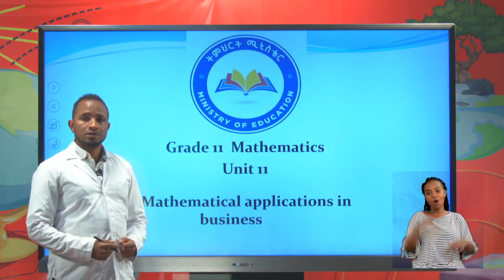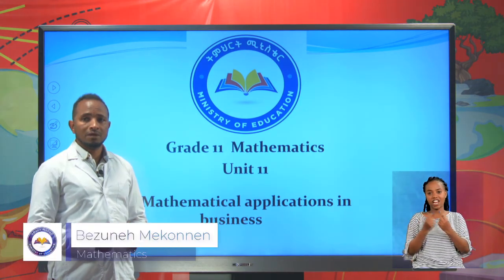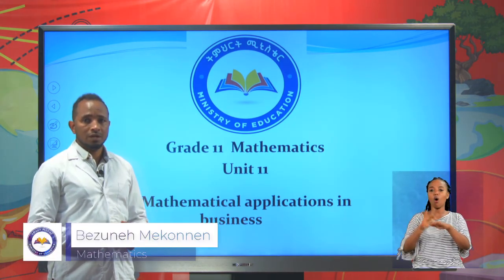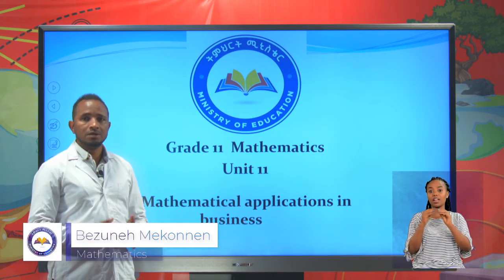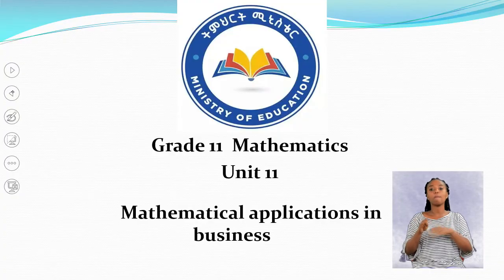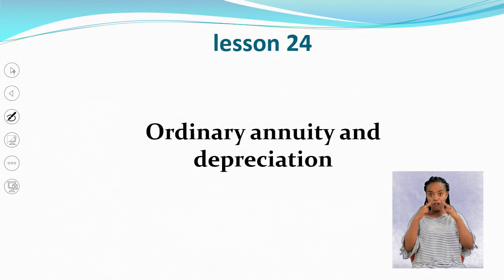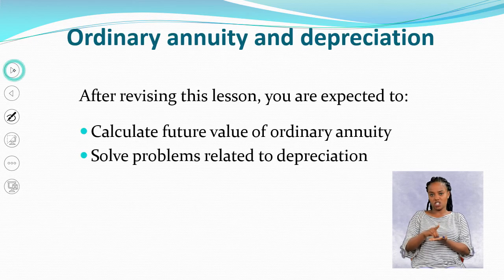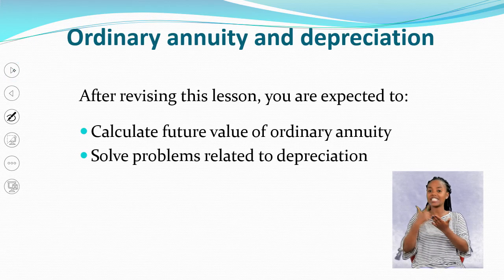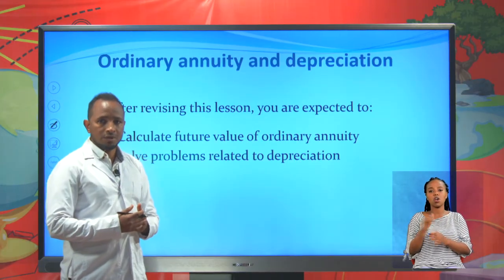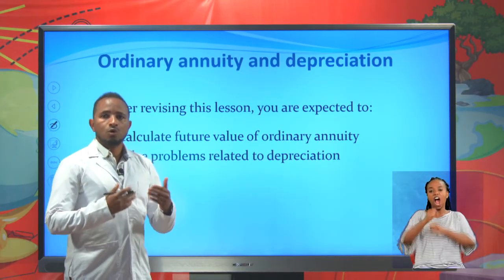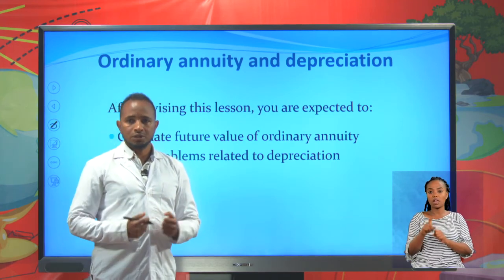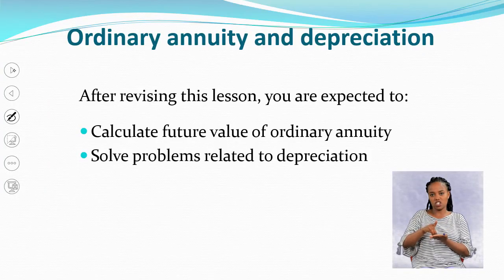Hello, dear students. This is grade 11 mathematics lesson on unit 11, mathematical application in business. Today, we will focus on ordinary annuity and depreciation. After completing this lesson, you are expected to calculate future value of ordinary annuity and solve problems related to depreciation. So let's continue to the lesson.